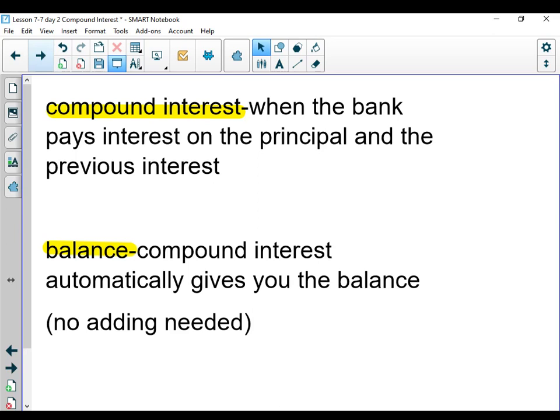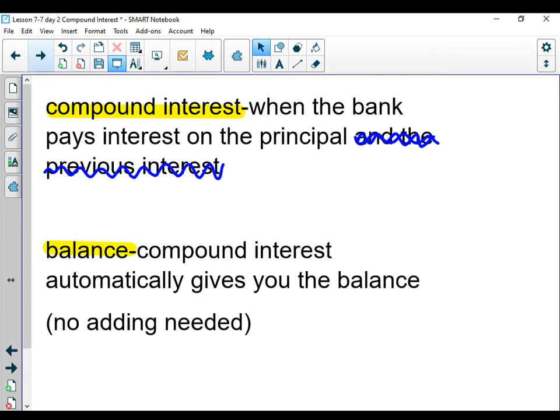So yesterday's simple interest stopped right here. Simple interest pays interest on the principal. What is the principal again? Money. The money you deposit in your savings. So the money you had is the principal, and they're only giving you interest on the principal.